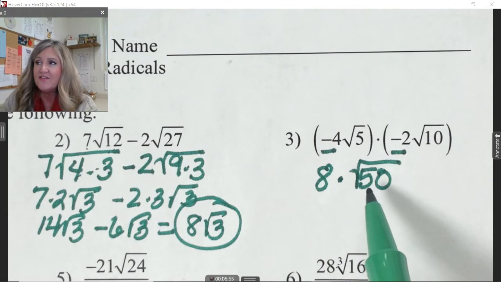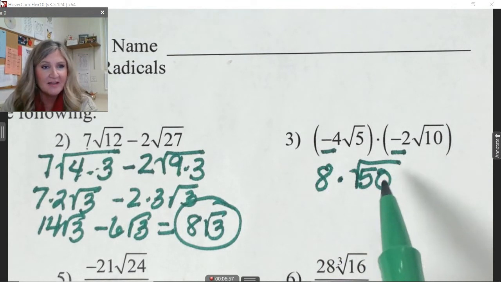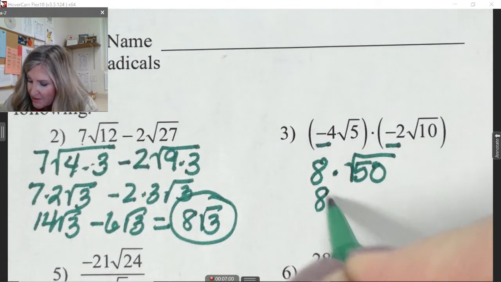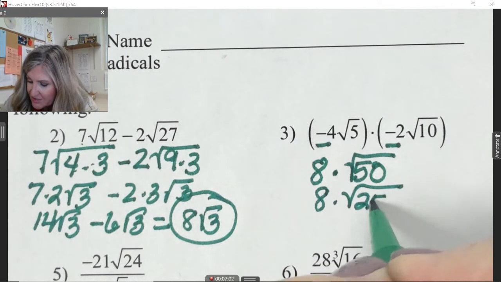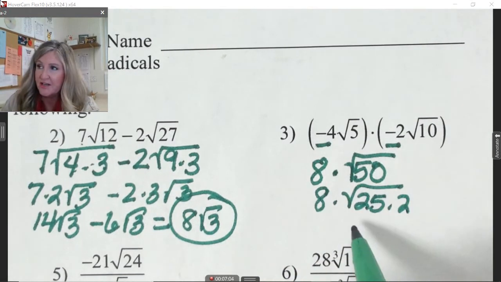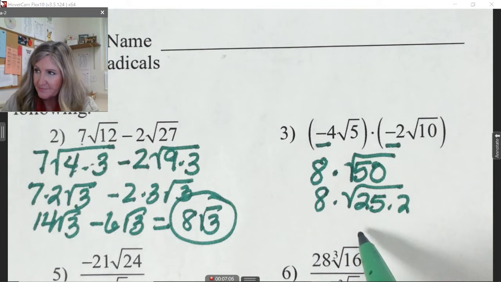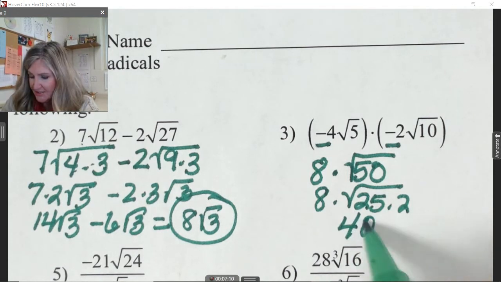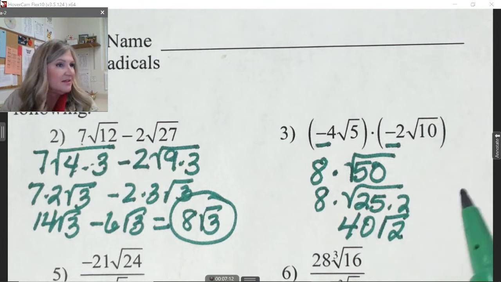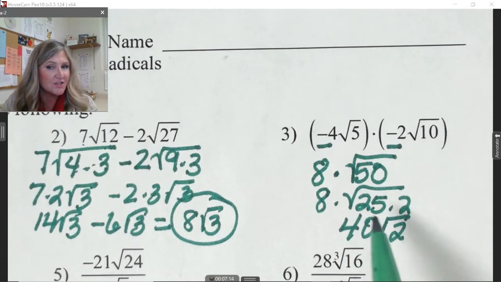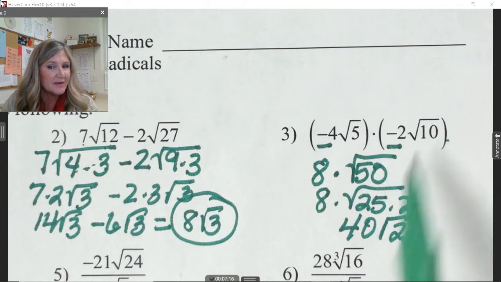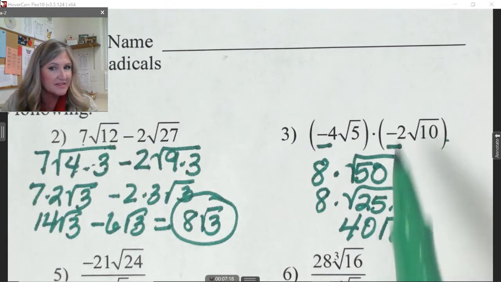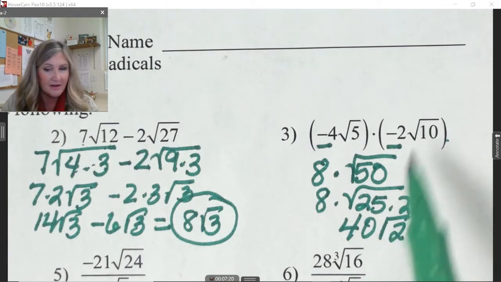Well, radical 50 I can think of as 25 times 2. So if that's 25 times 2, what's the answer going to end up being? Good job. 40 radical 2. Do you guys see how she got that? You have a calculator, you finish a quiz early, you type this in, see what it is, type this in, see what it is. If they're equal, you did it right.